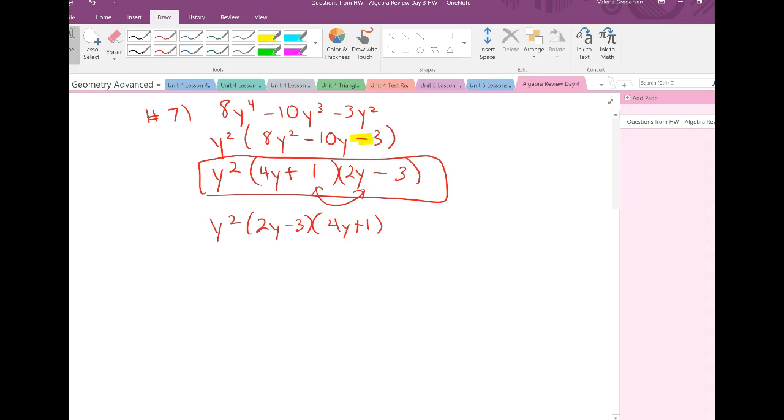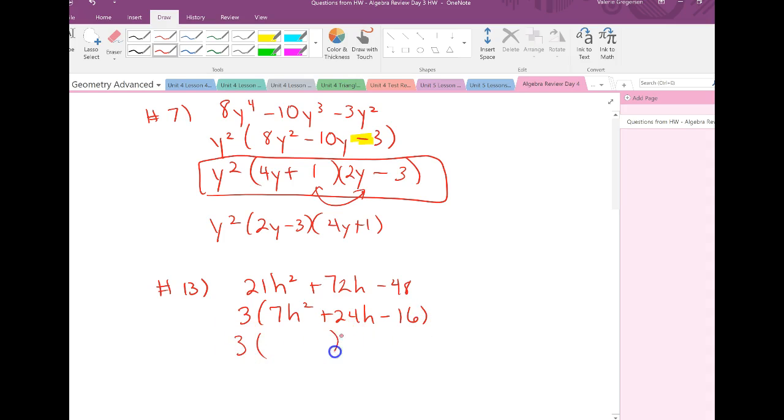All right, now let's try another one. Let's try 21. That looks like a fun one. So we have 21h squared plus 72h minus 48. All right, so what do we look for first? We always look for a greatest common factor, right? So we take out a 3. So what do you have here? A 7h squared plus, well, what's 3 comes out of 72? Well, that's a 24h minus 16.